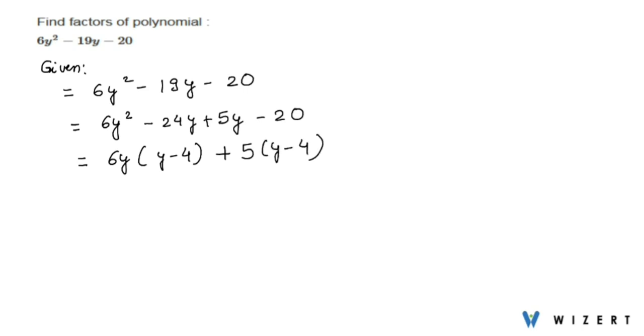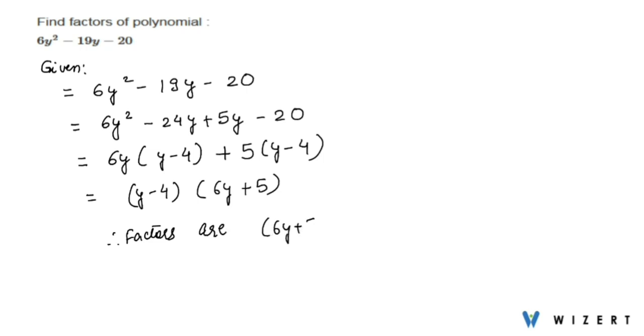y minus 4. So we can see y minus 4 is common in both the terms, so y minus 4 and 6y plus 5. These are the two factors of the given polynomial. Hence we can say that the factors are 6y plus 5 and y minus 4. So this is our answer.